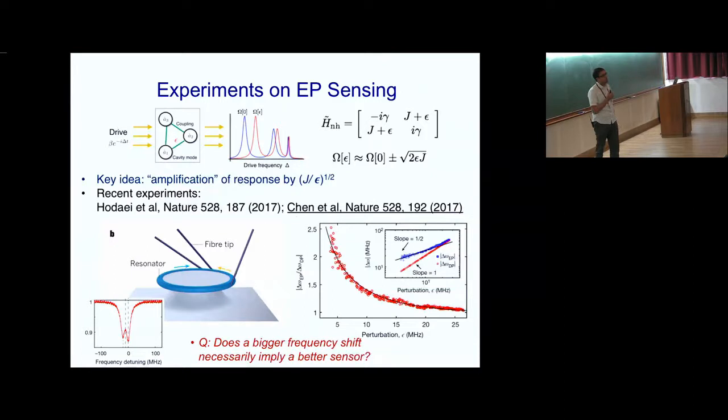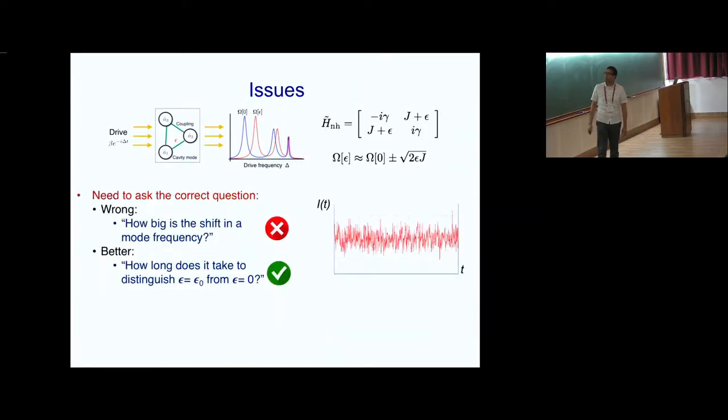And of course, there is more to think about with this problem, otherwise I wouldn't have much to tell you. So what is it that we have to add to this story? Well, the first thing is we have to really ask what the right question is. And the right question is not, turn on epsilon, how big is the splitting of the modes?